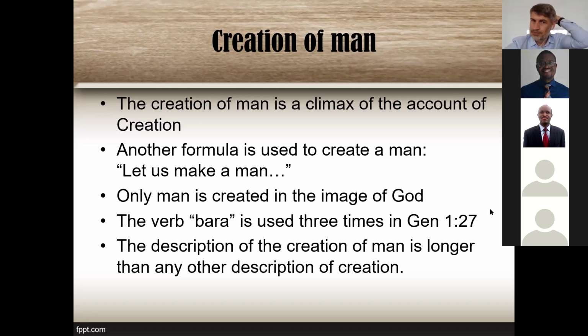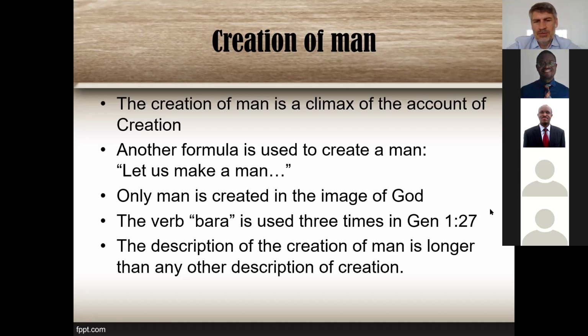And in the creation of man, we can see that another formula is used. Before, God gave a command to the land, and the land produced the plants, and he gave the command to the water. But now there is another formula: let us make a man. And only man is created, of course, in the image of God.